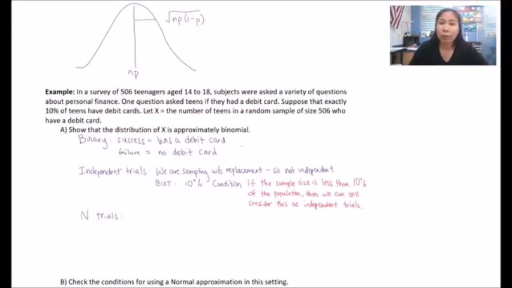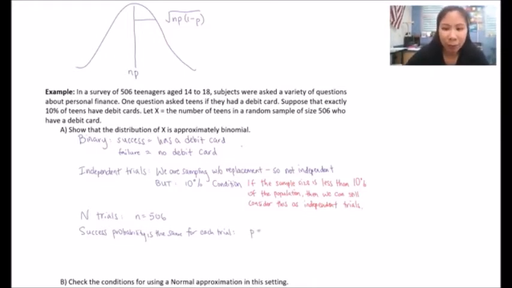The next thing we need to check to make sure it's binomial is that there has to be a set number of trials, so n. It looks like we are drawing a sample of 506. Each time we draw someone, that's a trial, so our sample size n is 506. And lastly, the probability of success has to be the same for each trial, which we said it was, because we have independent trials, or pretty much independent trials. So our probability of success for each trial would be that 10%.